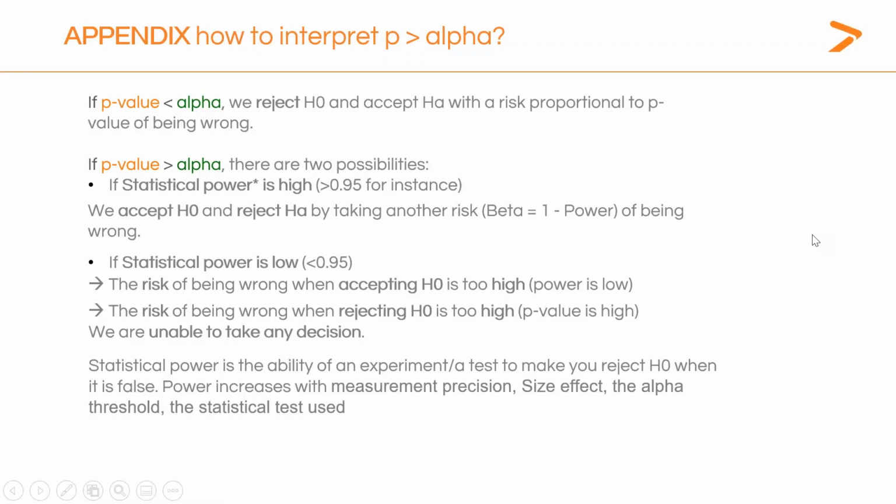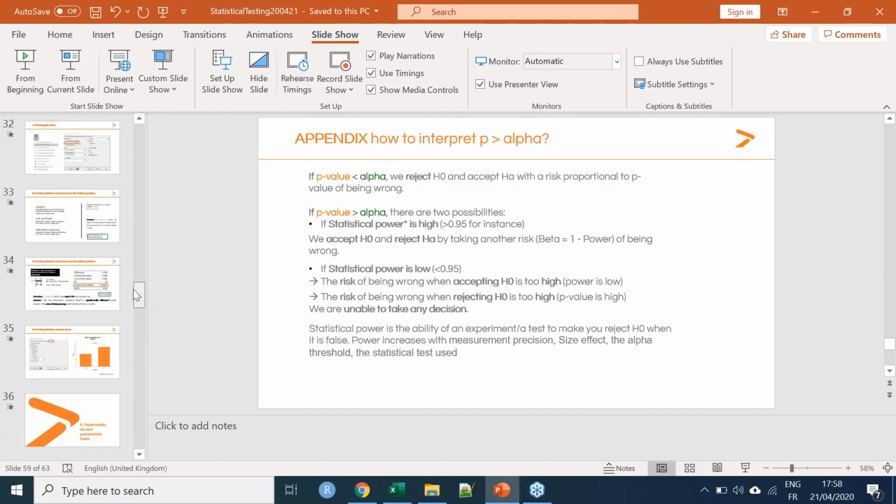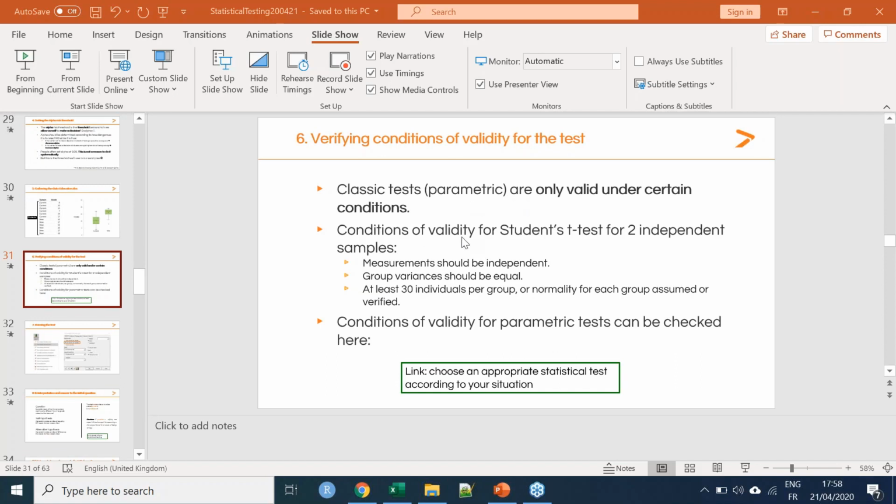So let me take your questions now. I have a question on the conditions of validity for Student's t-test. Somebody is asking, should group variances be exactly equal or just similar? So let me get back to this slide. These are the conditions of validity for the Student's t-test for two independent samples. I told you that the group variances should be equal.